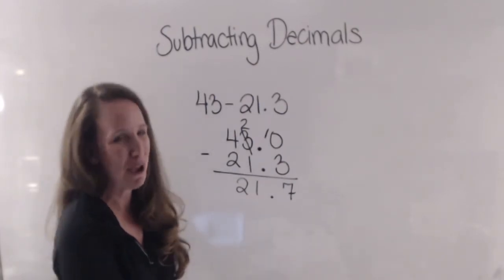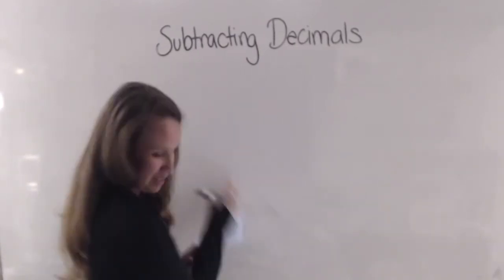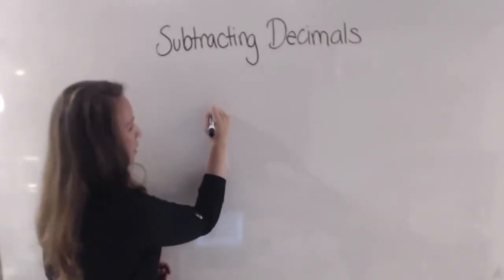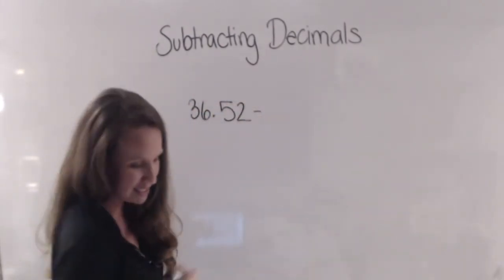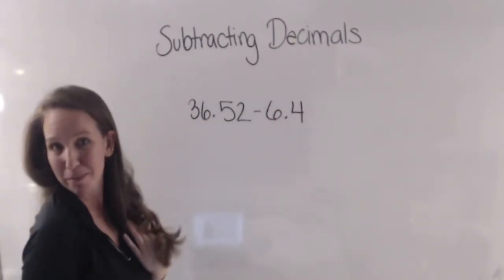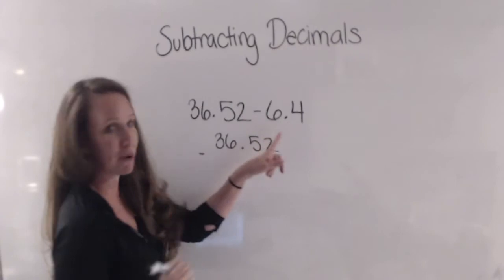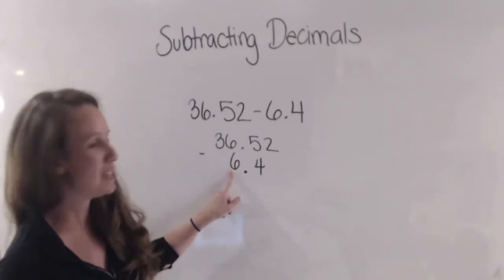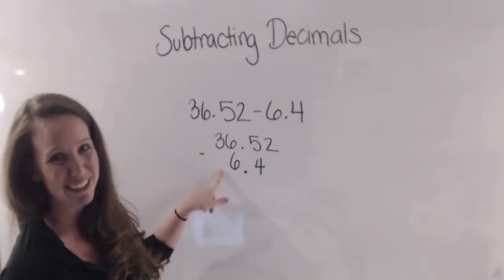One more? Okay, one more. 36 and 52 hundredths minus 6 and 4/10. Let's line them up. 36 and 52 hundredths minus, remember, the decimals always line up, 6 and 4/10, because my 1s should be with 1s, my 10ths should be with 10ths, hundredths with hundredths, but there are none, and 10s with 10s, but there are none.